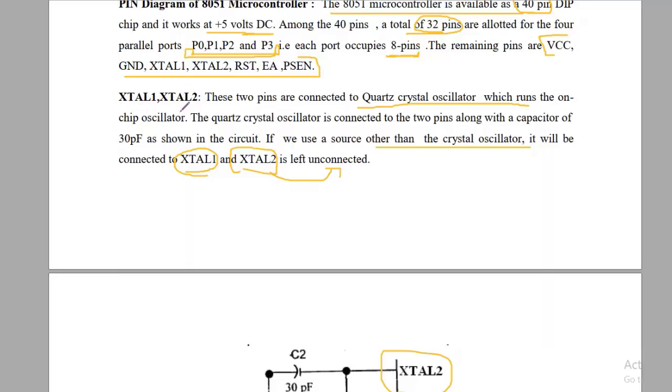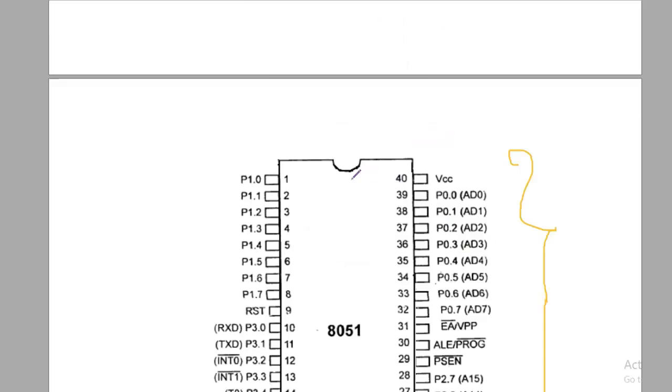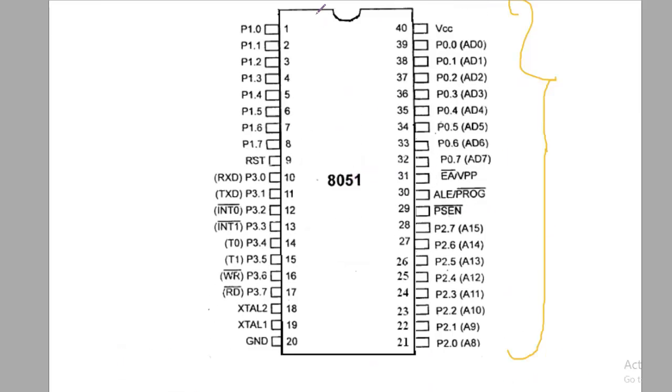XTAL1 and XTAL2 are basically connected to a quartz crystal oscillator, which runs the on-chip oscillator. Whenever you want to set the source to any other oscillator, you can connect it to XTAL1 and leave XTAL2 unconnected. This is the diagram of XTAL2 and XTAL1, and this is the ground. So finally, we are done with the pin diagram of the microcontroller.